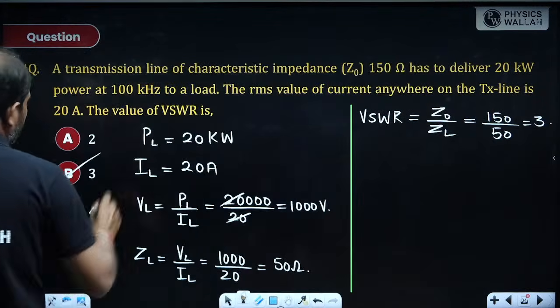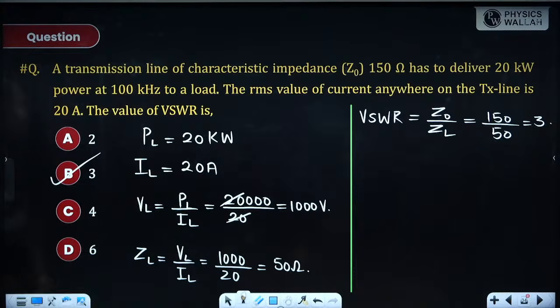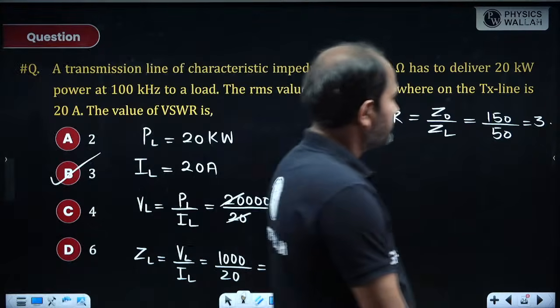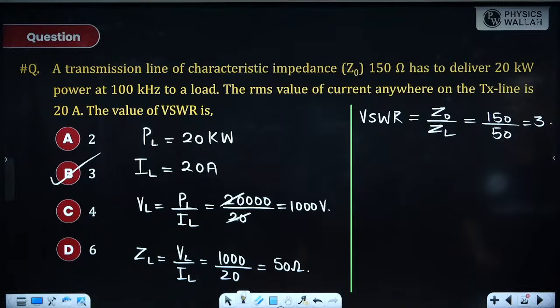This is a very easy question. You just have to go through that. Because ZL is less than Z0, so Z0 by ZL.